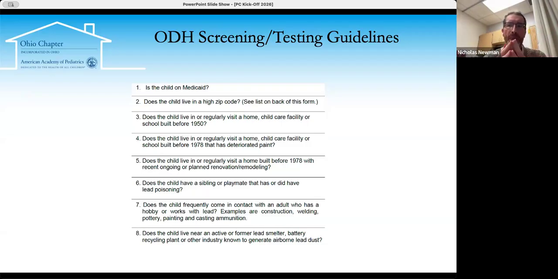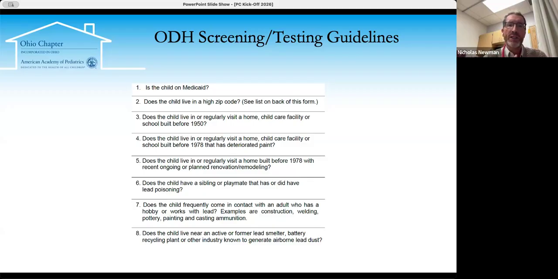Now, I can tell you down here in Cincinnati, we just decided to test everybody because almost every single zip code of our primary and secondary service areas are high risk. To go through that for the volume of kids that we see wasn't worth it to us. But each practice needs to decide, but this is at least the minimum that you should do.